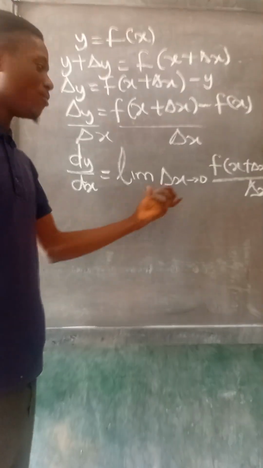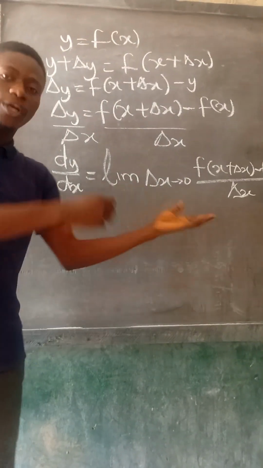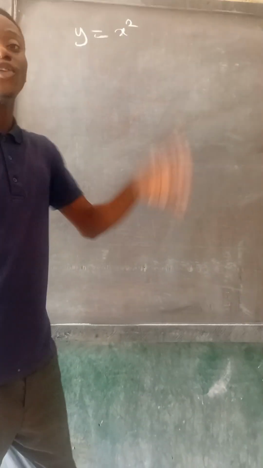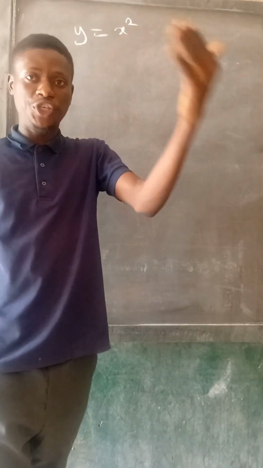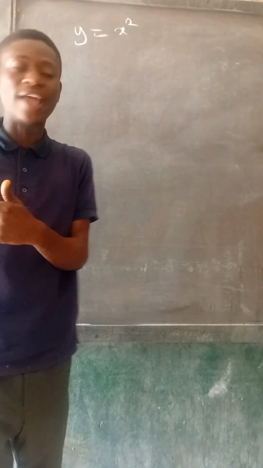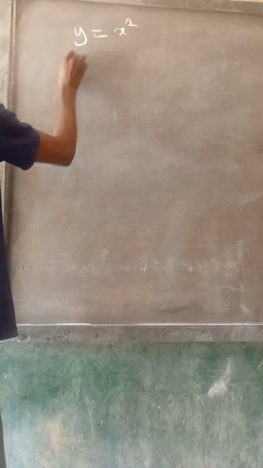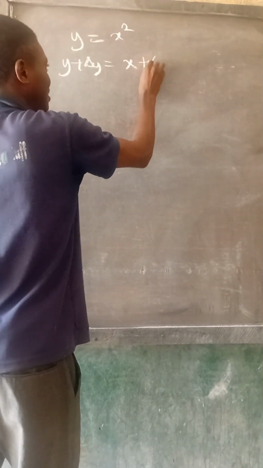So now let us use this same formula to solve a question. I want to solve this question using the first principle. So what is first? Don't forget, the rate of change is represented with delta x, with delta y. So now we're going to have y plus delta y equals x plus delta x.